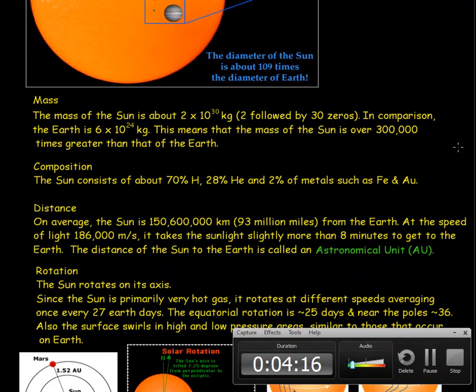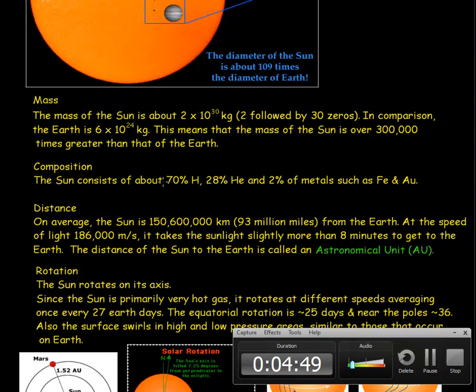Okay, some other characteristics we have to cover. Mass. The mass of the sun is about 2 times 10 to the 30 kilograms. That's a 2 followed by 30 zeros. It's a very large number. In comparison, the Earth is 6 times 10 to the 24th. And if you take a look, that's basically 3 times and then 6 times. It's about 300,000 times more massive than the Earth. It is very large and very massive. 99% of all the mass of the solar system is in that star.